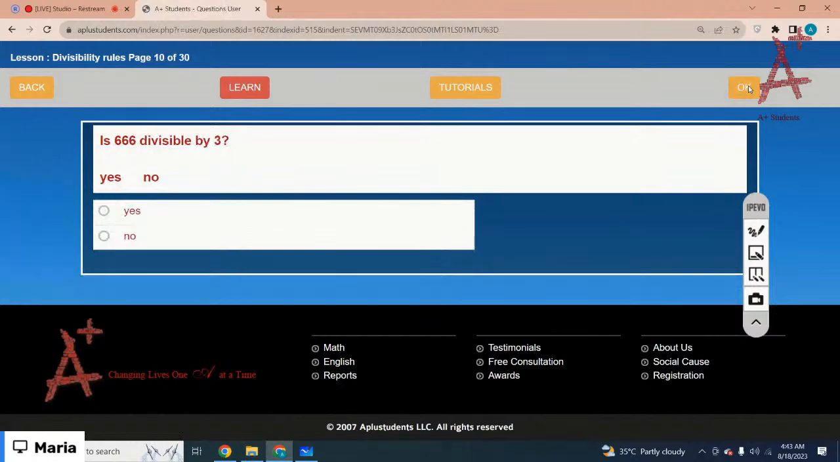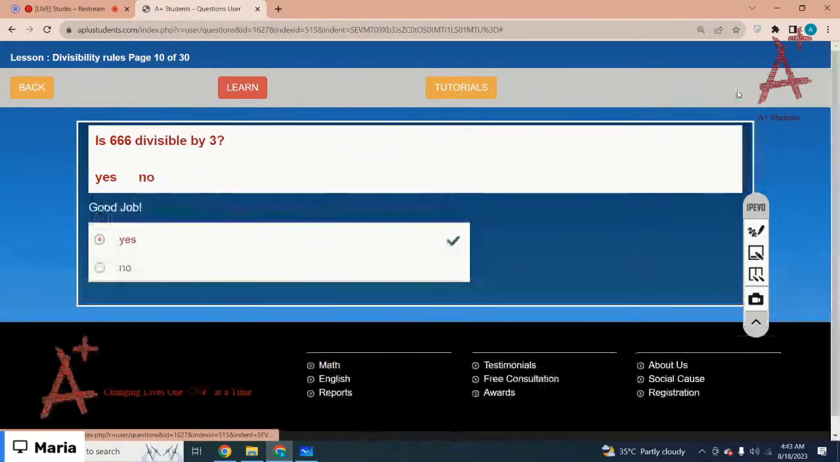Is 666 divisible by 3? Yes, the sum of digits is 18 and 18 is divisible by 6. Sorry, 18 is divisible by 3. That means yes, the number is divisible by 3, right?